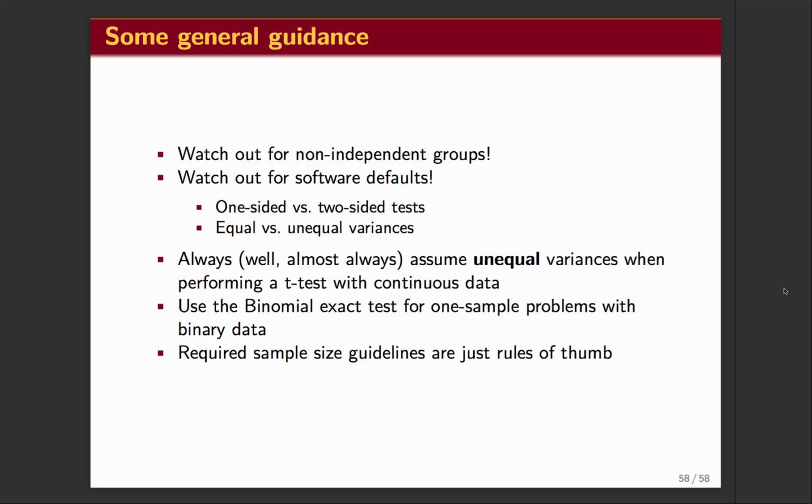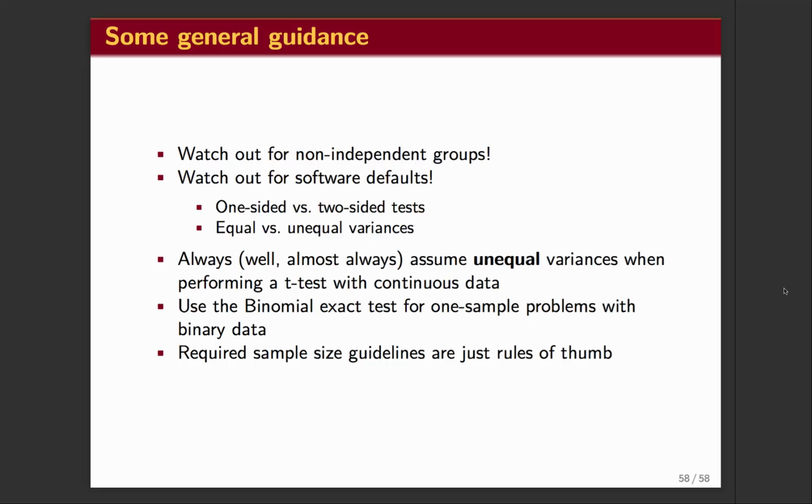Some things to watch out for: non-independent groups. You should have a reason to believe that there's independence between the groups. Software defaults. I have checked into this more in the latest versions of SAS and R. I believe, as far as I've been able to run, that both SAS and R default to doing two-sided tests. So if you don't specify one or two-sided, it's going to do a two-sided test.